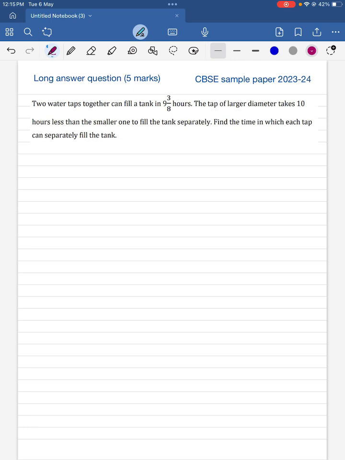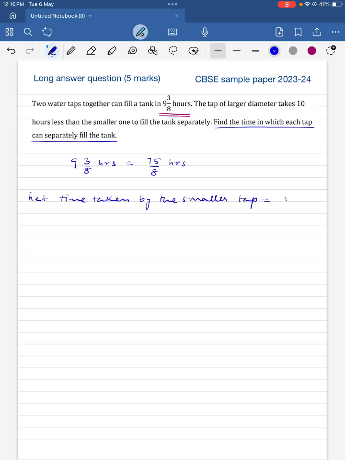Now before we start doing the question, let me convert this 9 3/8 hours to an improper fraction. So 9 3/8 hours is equivalent to 75/8 hours. Okay, so let us assume, what have they asked you to find out? They've asked us to find the time in which each tap can separately fill the tank. So I'm taking the time taken by the smaller tap to be equal to x hours.